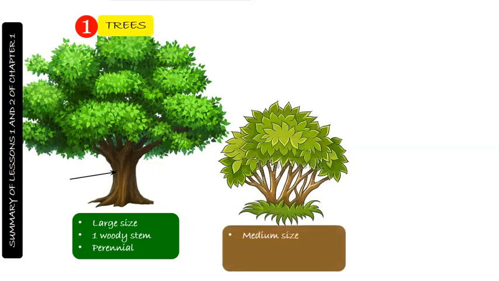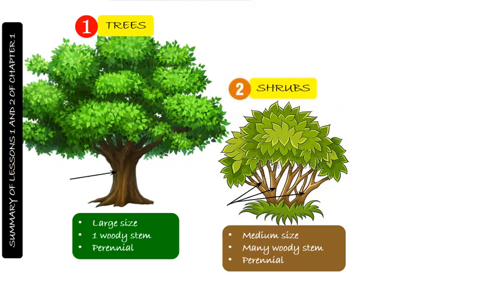This plant has a medium size. Look at the stems of this plant. Does it have one stem like a tree? No, it has many woody stems. And it is also perennial. It lives for more than 2 years. So this is a shrub.